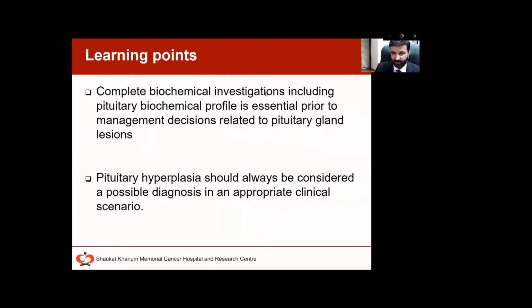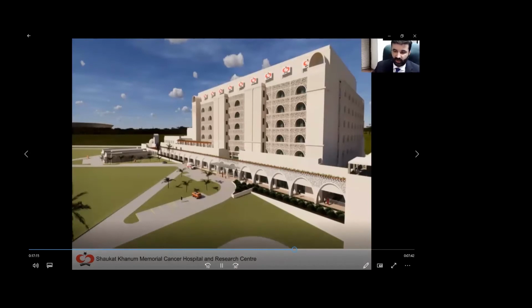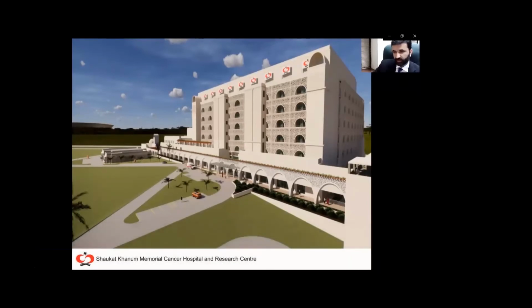in these scenarios. I leave you with the model of Shaukat Khanum, Karachi, and let you catch your breath before I start my third case. Right, so that's the model of Shaukat Khanum, Karachi, and that is currently being built. This is the third of the Shaukat Khanums, and we are excitingly looking forward to its completion.